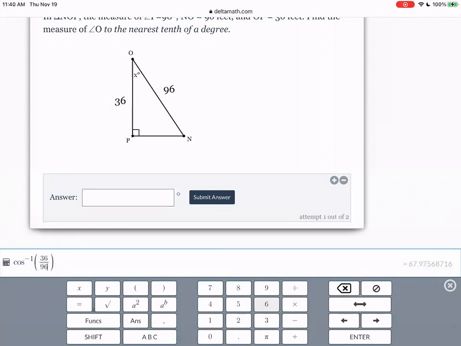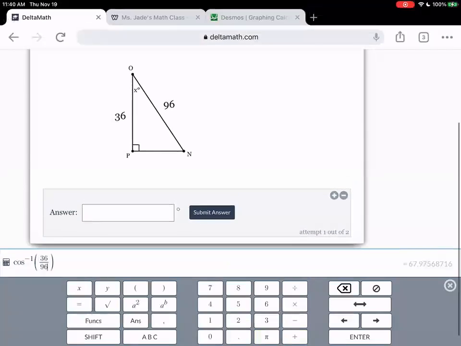Okay, so we typed in cosine inverse of 36 over 96, and we want it to the nearest 10th of a degree, which means we are rounding it to one decimal place. So it's 67.97, and the 7 is a very large number, so that 9 has to round up. The 9 rounds up, which means instead of 67.9, we're at 68.0 instead of 67.9 because we rounded up.